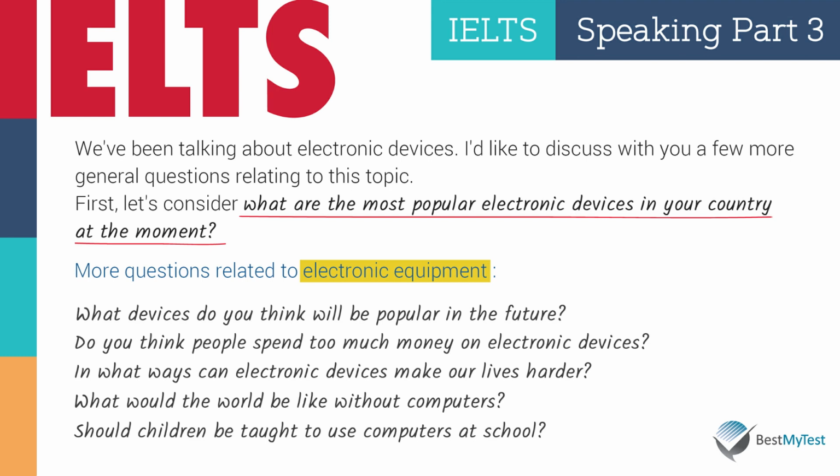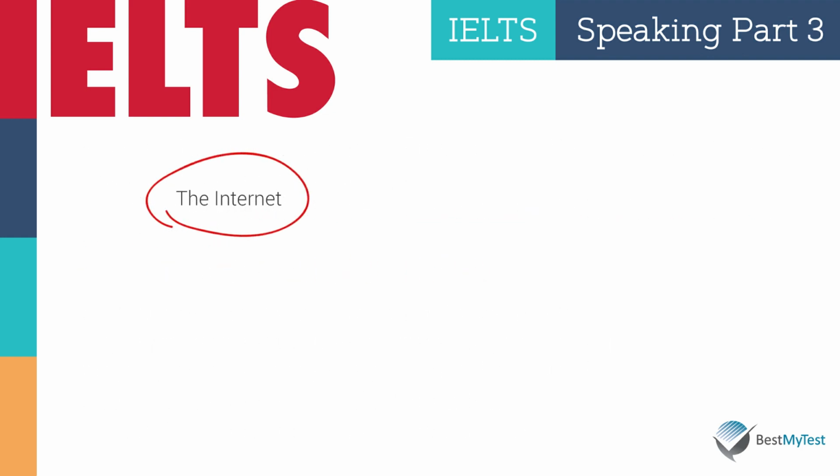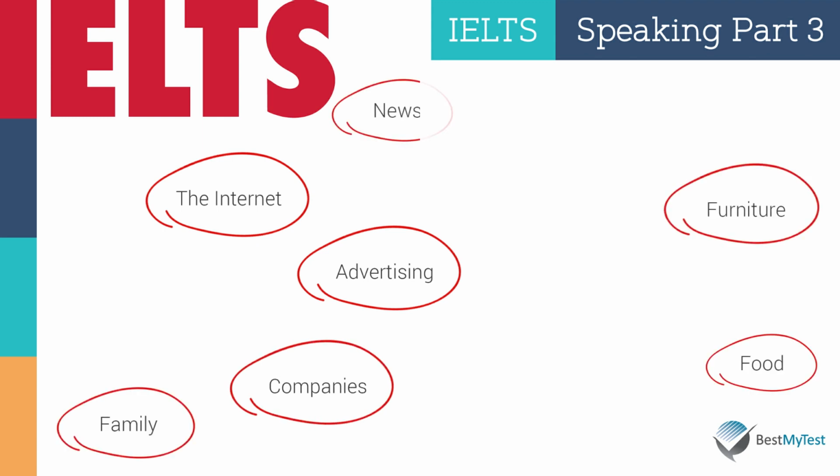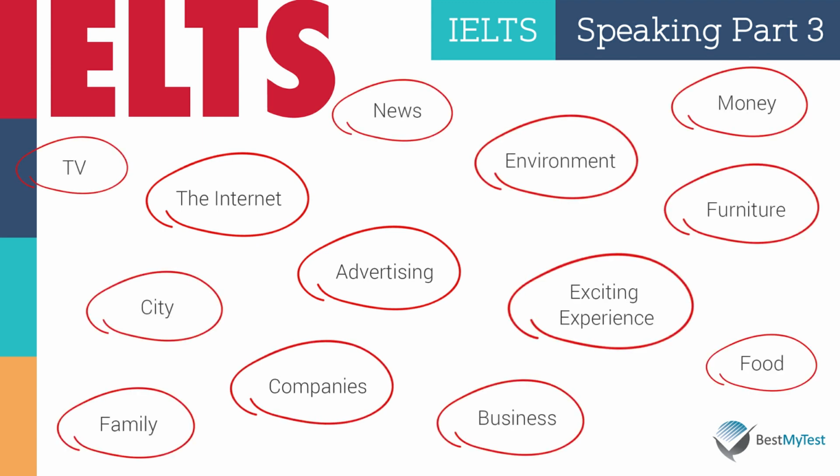Do you think people spend too much money on electronic devices? In what ways can electronic devices make our lives harder? What would the world be like without computers? Should children be taught to use computers at school? So these questions are just an example of what you might encounter in part 3. They can be about the internet, about advertising, companies, so on and so forth. These questions can be anything.